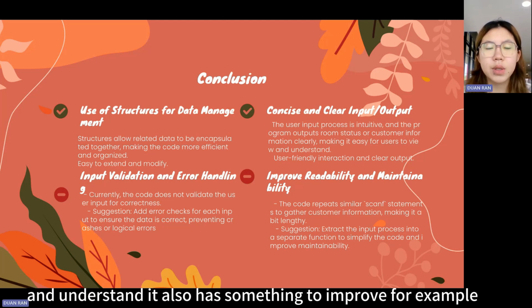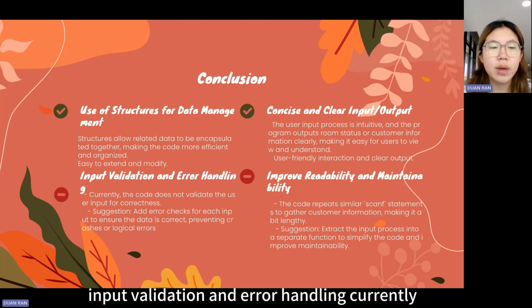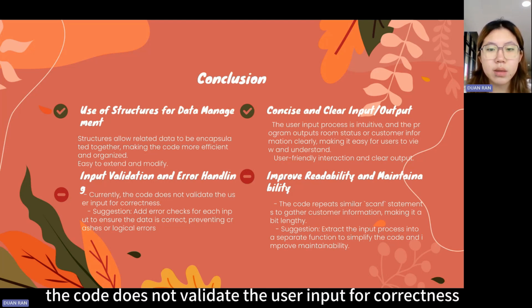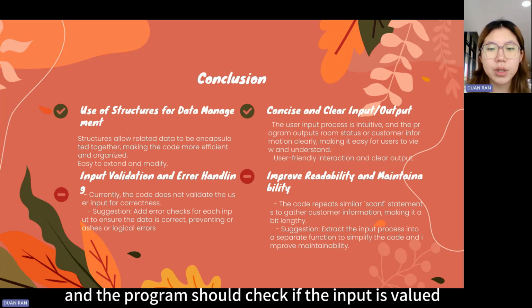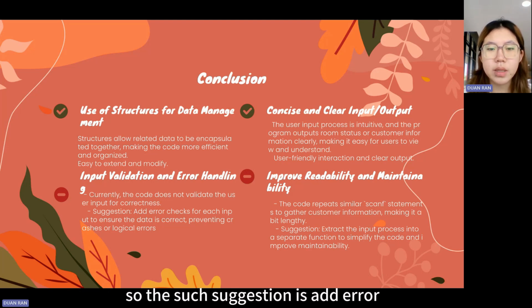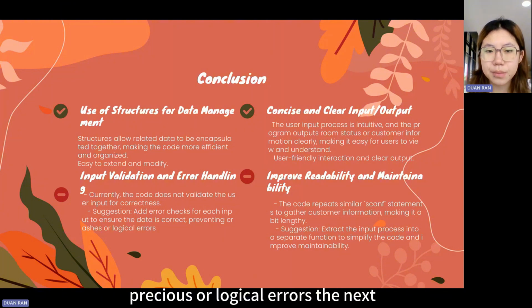It also has something to improve. For example, input validation and error handling. Currently, the code does not validate the user input for correctness. For example, the room number, phone number, or data format might not be valid, and the program should check if the input is valid. So the suggestion is add error checks for each input to ensure the data is correct, preventing crashes or logical errors.